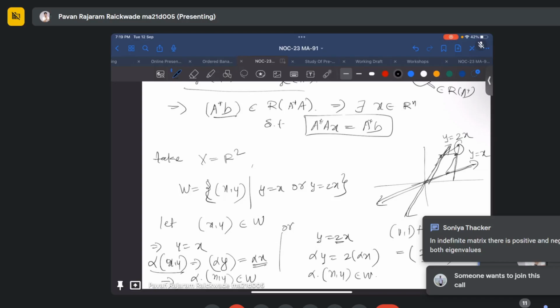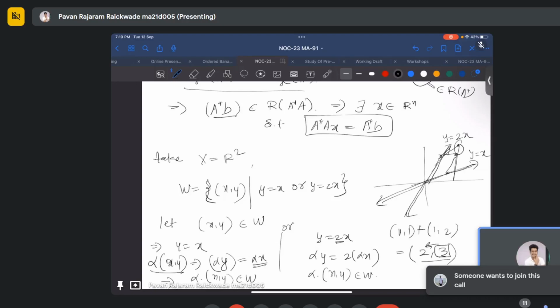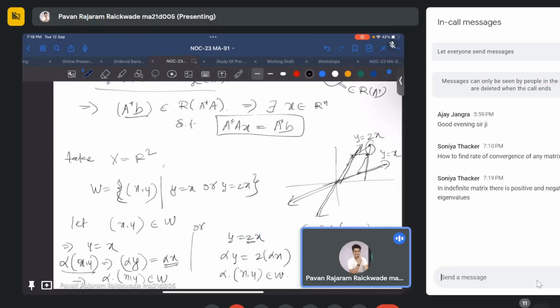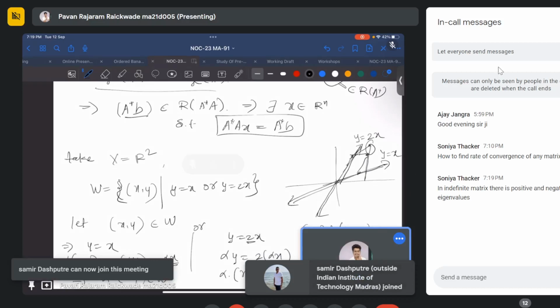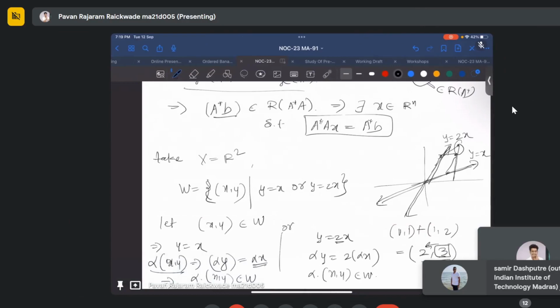Indefinite means, as already explained, a matrix which is symmetric and has both positive and negative eigenvalues. For a positive definite matrix, eigenvalues will be positive. For a positive semi-definite matrix, eigenvalues will be non-negative. For a negative definite matrix, eigenvalues have to be less than or equal to 0. But for an indefinite matrix, it has both positive and negative eigenvalues. Is the meaning of indefinite matrix clear? Yes.